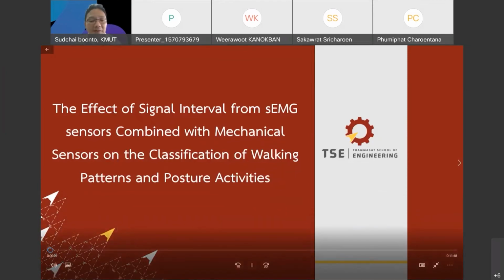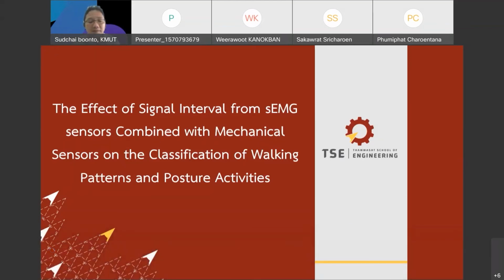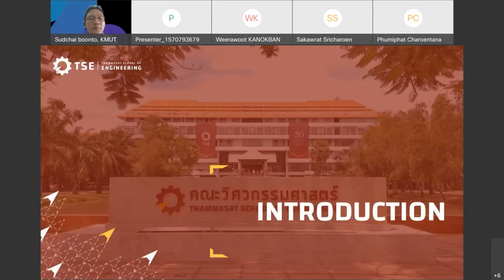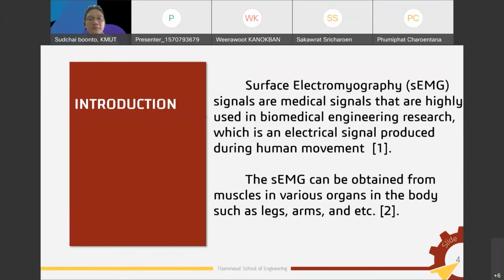Let's get started. Good evening, ladies and gentlemen. My name is Sekapong Nonjai, and I am pleased to be here today to talk to you about the effects of signal interval from SEMG sensors combined with mechanical sensor on the classification of walking pattern and posture activity. Firstly, I will talk about the introduction, secondly material and method, thirdly results, and finally conclusion and discussion.